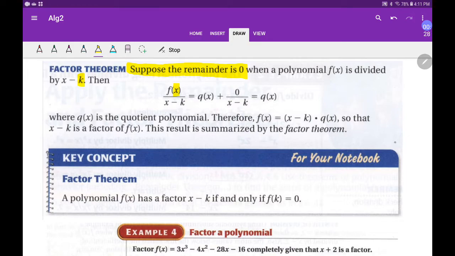That may not sound feasible, but it's always the opposite sign. So f of k, that would be my remainder. And in this case, it's 0. And I say, well, what happens if it's 0? Well, if it's 0, what we're saying is that that's a root. We found a 0.